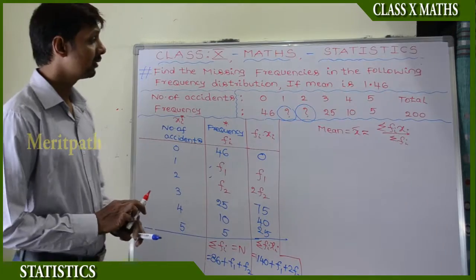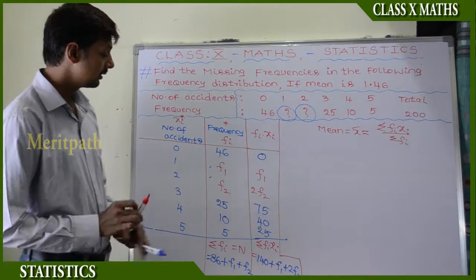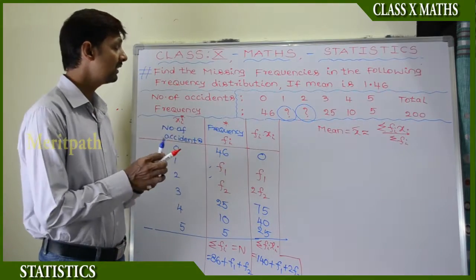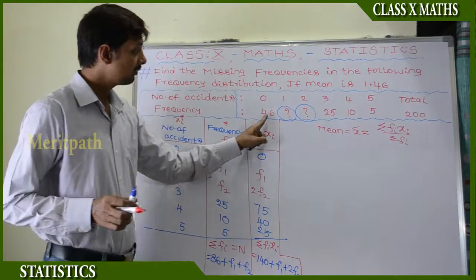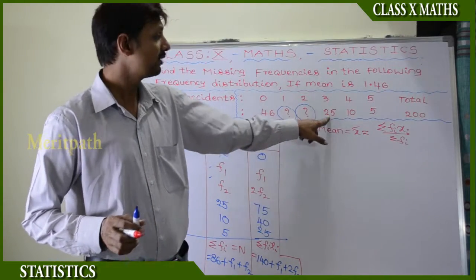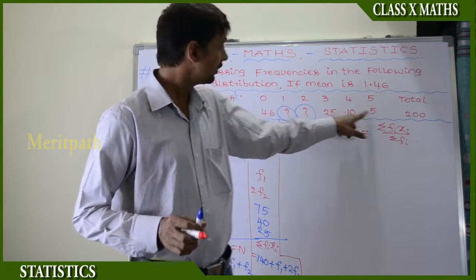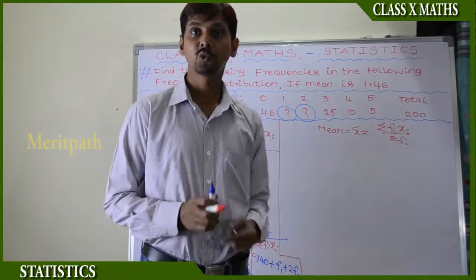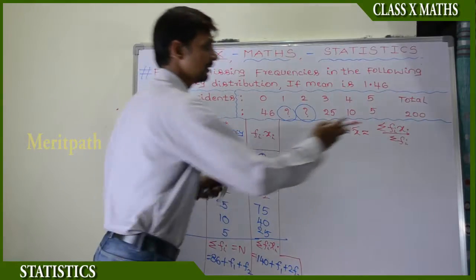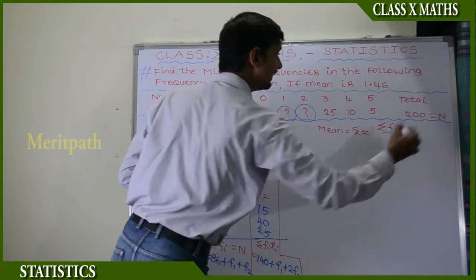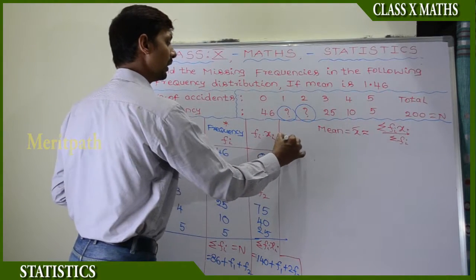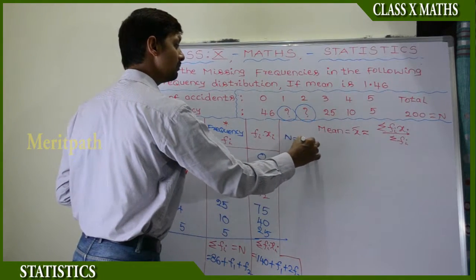Let's find out here that the sum of the frequency is n. Here we know that the sum of the frequency is given; frequency 46 and this value we don't know, and the second is also missing. 25 plus 10 plus 5, all together the frequencies 200 is given, that is nothing but n. So let's take n is equal to 200, and n is also known as sigma fi.